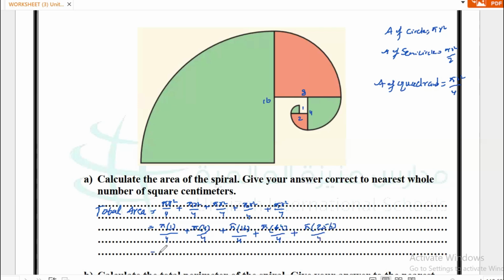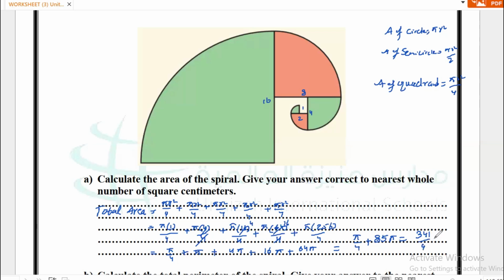256 over 4, and next step, it is pi over 4 plus, cancel 4 and 4, so pi plus 4 pi, and then 4 can cancel 64 by multiplying 16, so 16 pi, and then 256 divided by 4 gives us 64 pi. So remember, if we add all except the first, which is a fraction, the rest give us 64 plus 16 plus 4 plus 1, which gives us 85 pi.